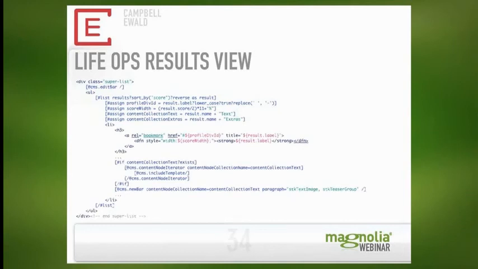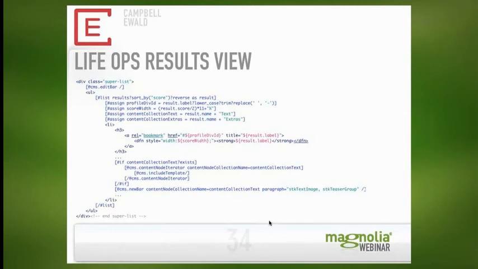Magnolia Standard Template Kit offers an accordion paragraph, so we've repurposed that here, made a few changes to it, so we can actually sort by the score in descending order and then display the results. So we'll also create some content node collections. In this case, we have our score width, which is just the result, the score times 11%, and we'll use that to create the green bars that you saw there.